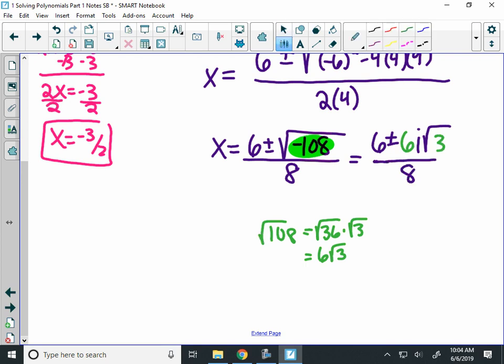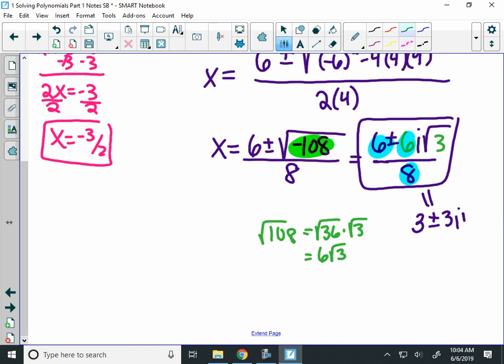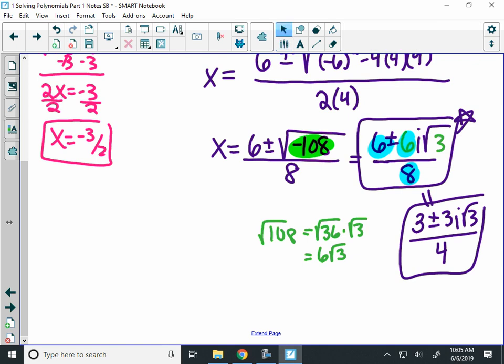Now, if you left that as your final answer, that's fine. However, know that you can simplify that because the 6 and the 8 are both even. So you could divide those numbers by 2 and make it 3 plus or minus 3i radical 3 over 4. That's more complicated. If you can get to the part without dividing the fractions, that's okay. Then I at least know that you know what you're doing.